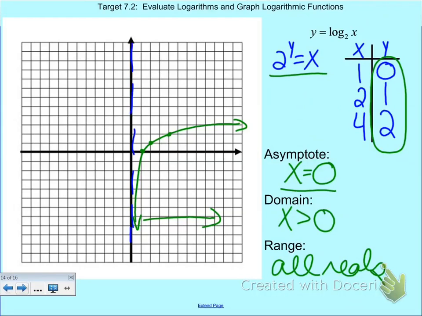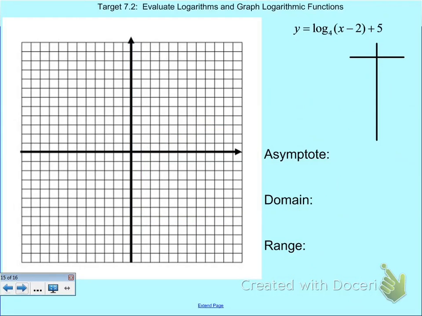Okay, we're going to do one more. That's a little trickier. It's going to be a translation problem. So give this one a try. See if you can remember the steps and then come back and check out your answer. This will be the last problem.